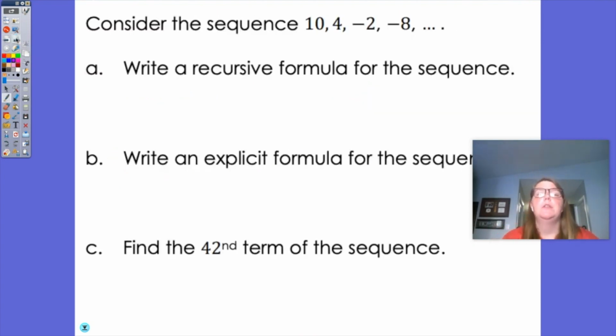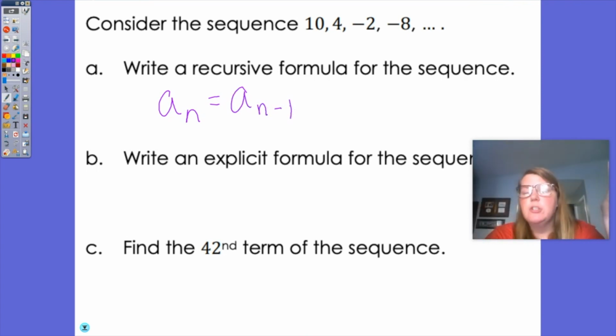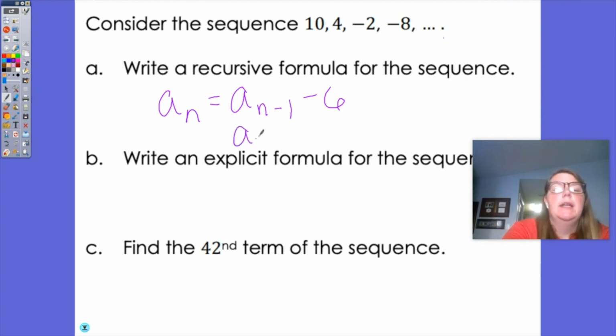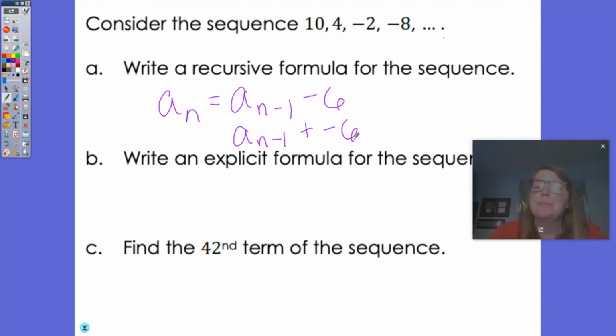Okay, so here's another one. So 10, 4, -2, -8. So let's first concentrate on the recursive formula. So remember, we're taking any term. We can take the previous term, and each time, this one's actually not adding, we're actually subtracting, and we're subtracting by 6. You may also see this written as a sub n minus 1 plus -6, but I usually just write it as a subtraction problem.